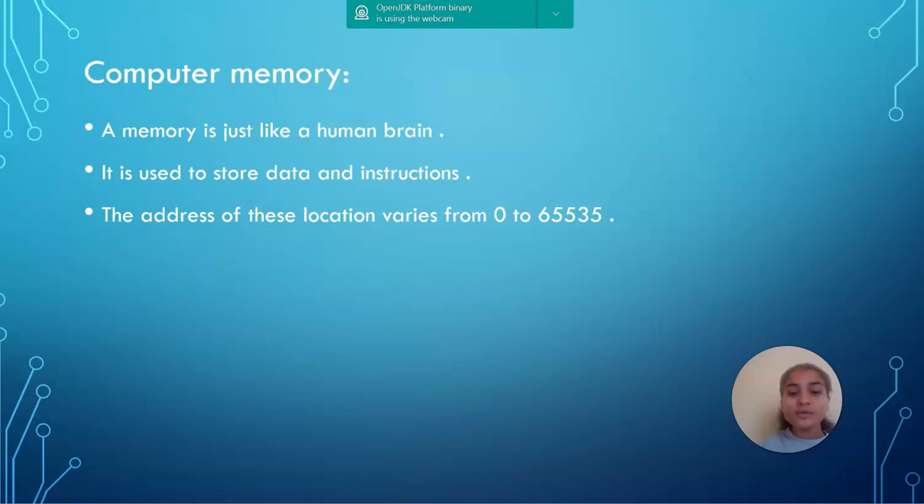The address of location varies from 0 to 65535. The memory is divided into a large number of small parts called cells. Each location is a cell with a unique address, which varies from zero to memory size minus one. For example, if the computer has 64K words, then this memory unit is 64 into 1024. 64 into 1024 equals 65536. It is the memory locations of computer memory.